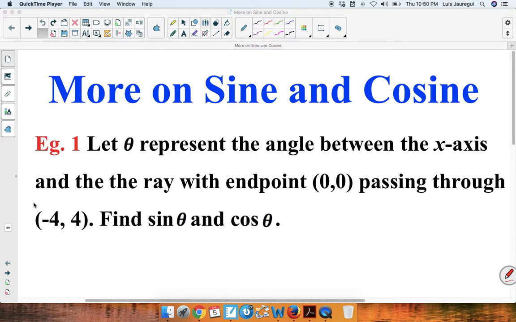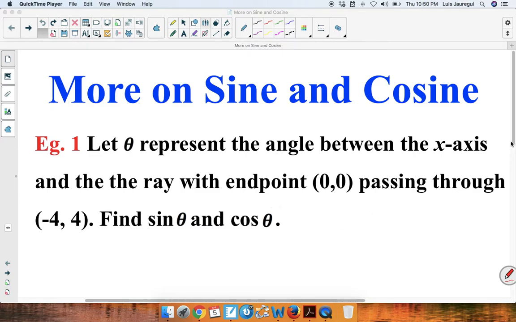Welcome. In this video we'll be analyzing more on sine and cosine. Let's take a look at our example. Let theta represent the angle between the x-axis and the ray with endpoints 0, 0 passing through -4, 4. Find sine of theta and cosine of theta.